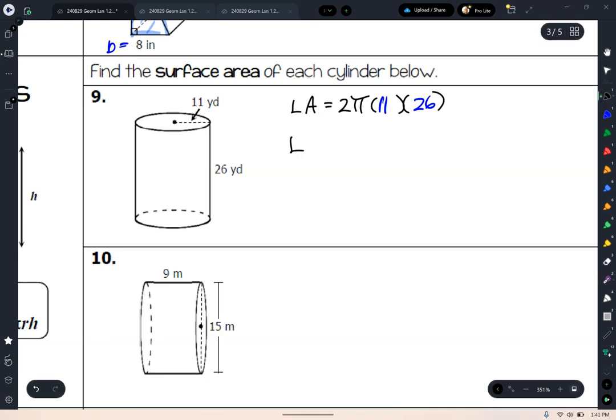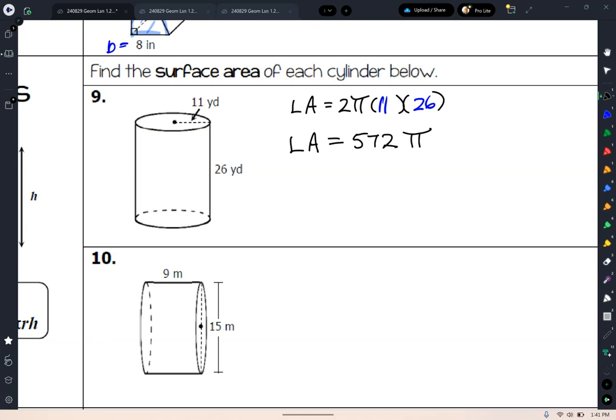Okay, so then our lateral area, we're just going to multiply 2, 11, and 26. So what's 22 times 26? 572. Okay, so our lateral area is going to be 572, and we're just going to say this for now. It's going to be 572 pi, right?